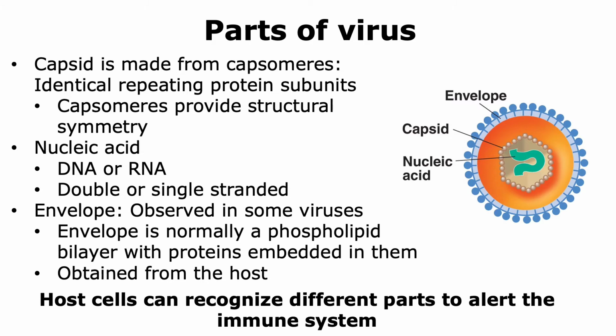Now, what we should remember is that host cells can recognize different parts of a virus to alert the immune system of a viral infection. That is when the body will try to start fighting off this virus.